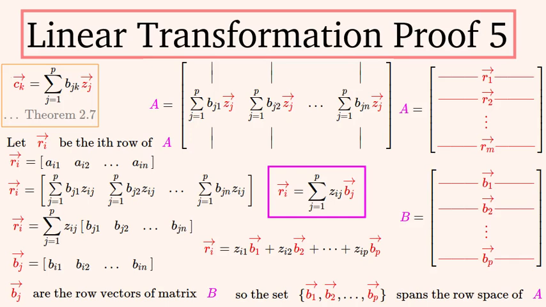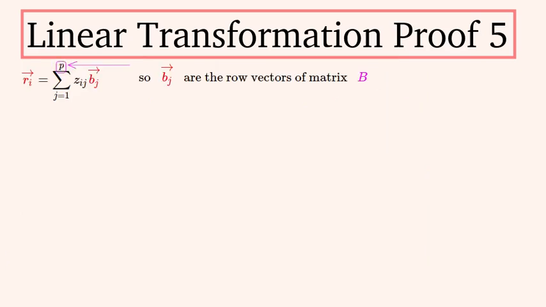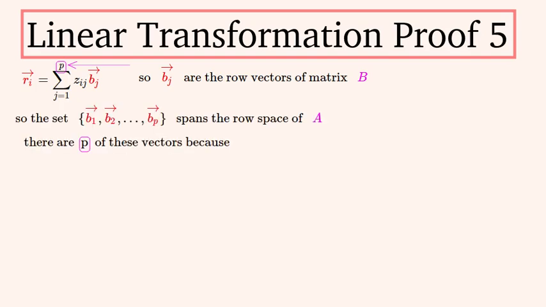And this set of B vectors spans the row space of A, because each row vector of A can be expressed in terms of row vectors of matrix B. We can see this in the sum in sigma notation here, that each row vector of A is the sum of row vectors of B from 1 to P. So I'll just move a lot of stuff up and off the screen, so as to make more room. And there are P of these vectors that span the row space of A, because there's a P on the top of the summation symbol, and also because the last vector in the set is indexed by P.